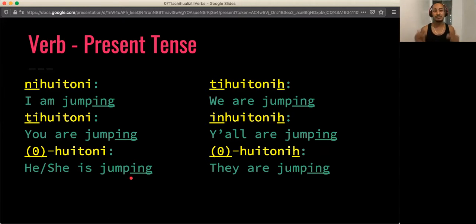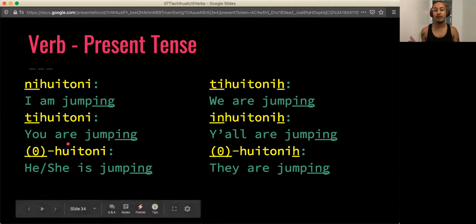Now, Nahuatl, just like Spanish, also has a slightly different form to say I am jumping right now, by adding the suffix tica, but it's a little more complicated how you add that suffix. So later on, you'll learn how to add tica. But for now, if you don't know how to say I am jumping right now, you just say it like I jump. It's the same thing in Nahuatl.